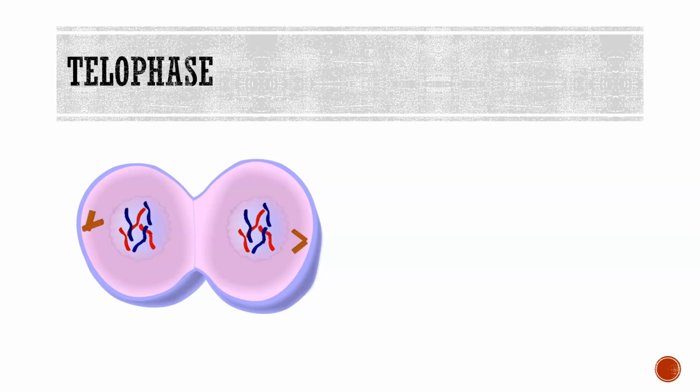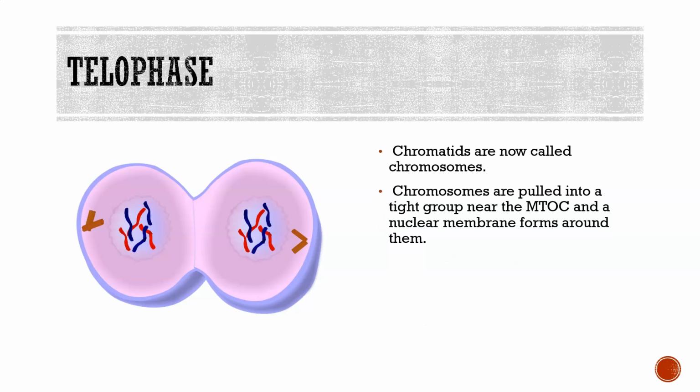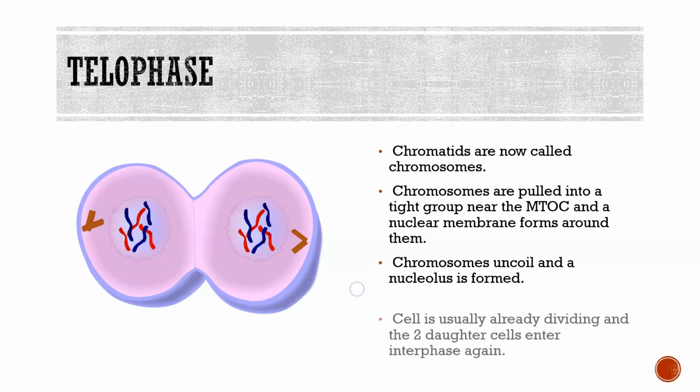Okay, so they've been pulled apart, and now in the telophase we're starting to reform the cell. The chromatids are now chromosomes. Chromosomes are pulled into a tight group near the MTOC. You see how they're in that group near the MTOC, and a nuclear membrane is now forming around them. The chromosomes will now start to uncoil, so they're going to go back into their spaghetti kind of formation.